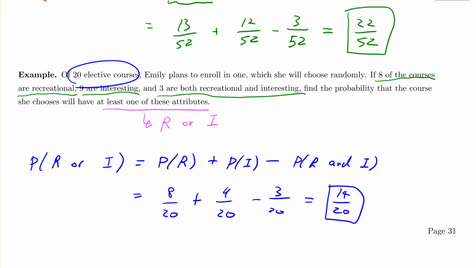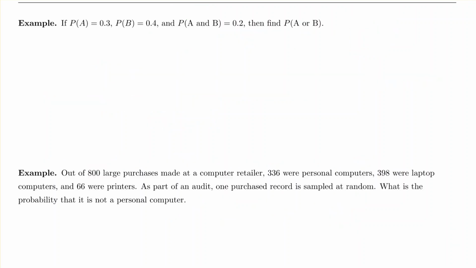Just a quick note, probability, as we saw earlier, is always between 0 and 1. So the fraction or number we get should always be between 0 and 1. So let's look at another problem. If probability of A is 0.3, probability of B is 0.4, and probability of A and B is 0.2, find probability of A or B. So remember, and is this symbol, and or is union.